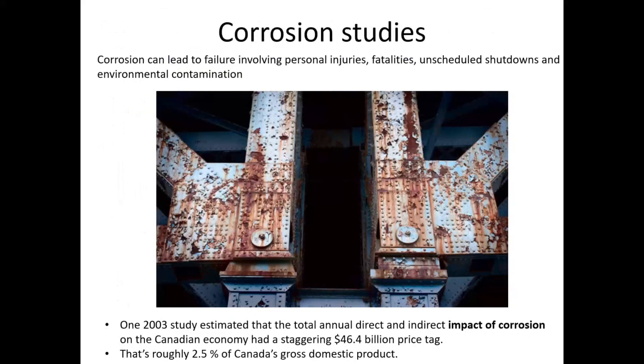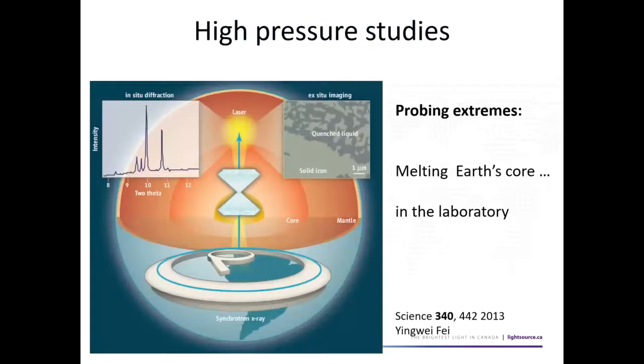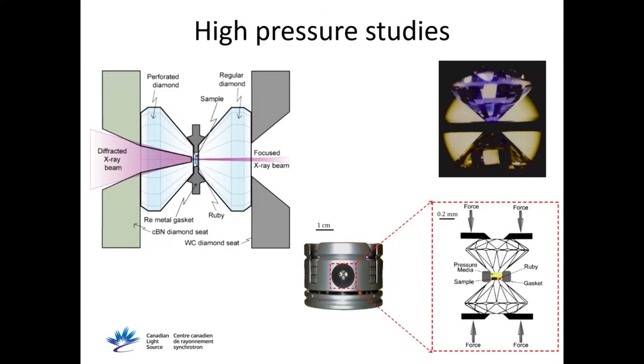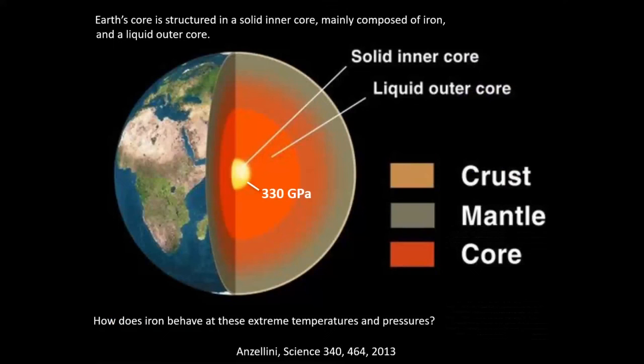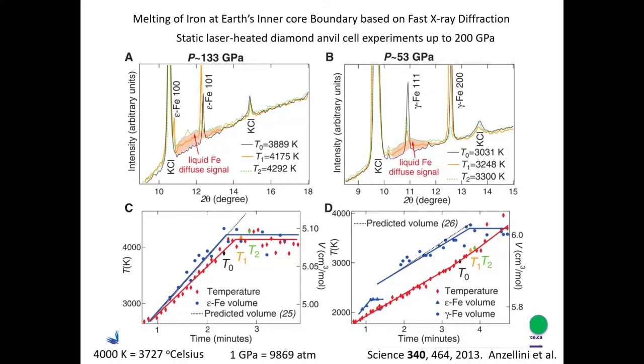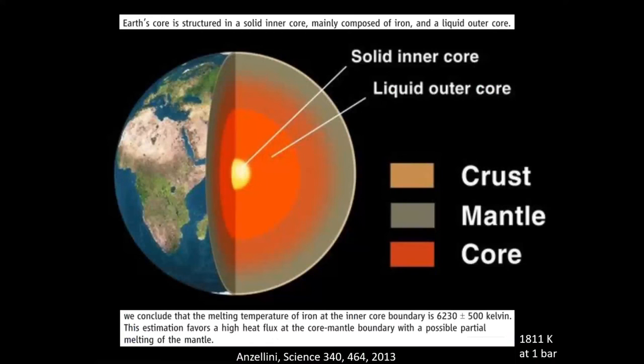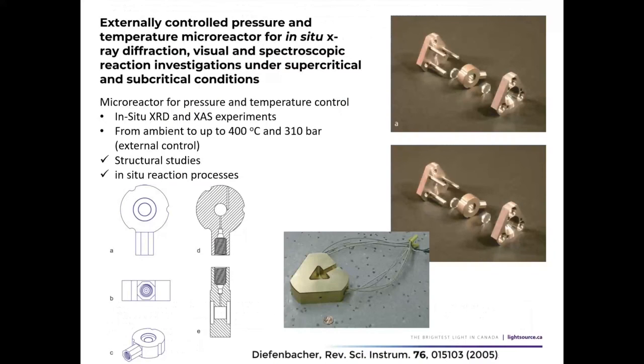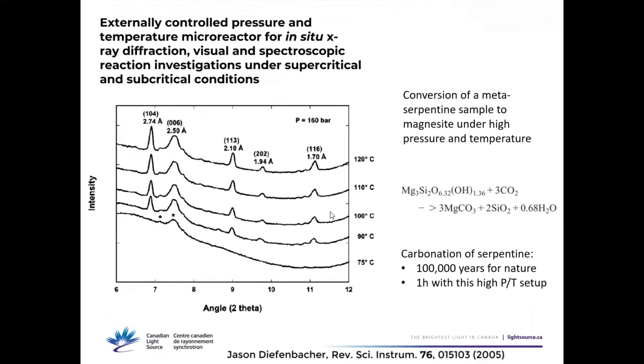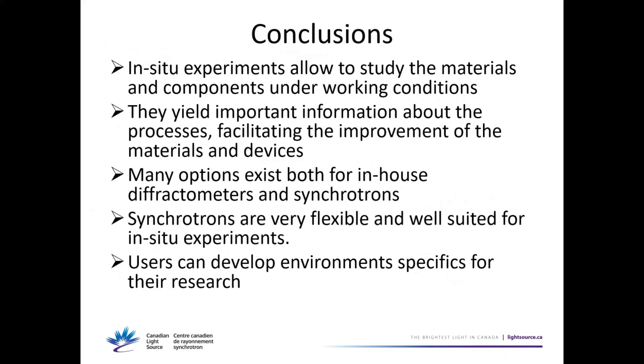And well, I'm not going to mention them all, but there are more applications for in-situ studies. Corrosion, which is very important. Let's see, there are, of course, high pressure applications for people who want to investigate how a material behaves at high pressures. For example, what's going on at the center of the Earth. And let's move on. Well, this is yet another environment. And here are the conclusions.